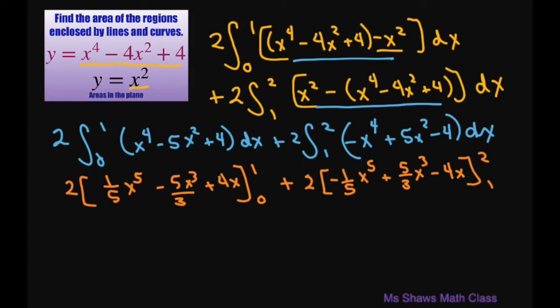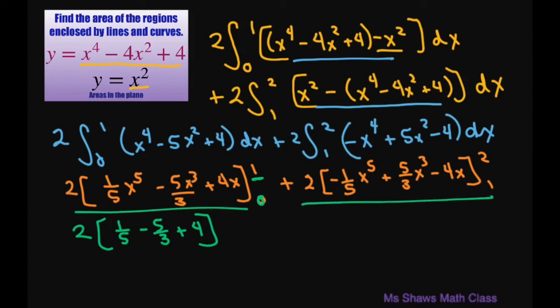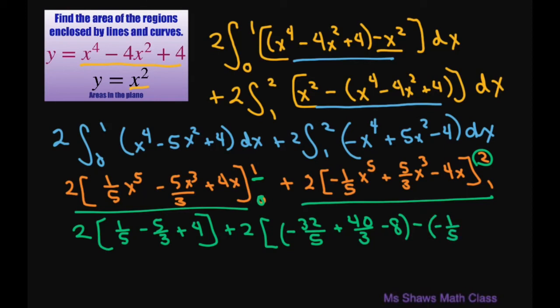So let's evaluate this now. And we are going to get 2. So if you substitute in 0, it goes away. So we only have to do the 1 here. So this is going to be 1/5 minus 5/3 plus 4. So that's this one. This one, we have to do both of those. So this is going to be plus 2, and then we're going to get negative 32 divided by 5, 2 to the 5th power there, plus 40 divided by 3 minus 8. Then we're going to have minus negative 1/5 plus 5/3 minus 4.